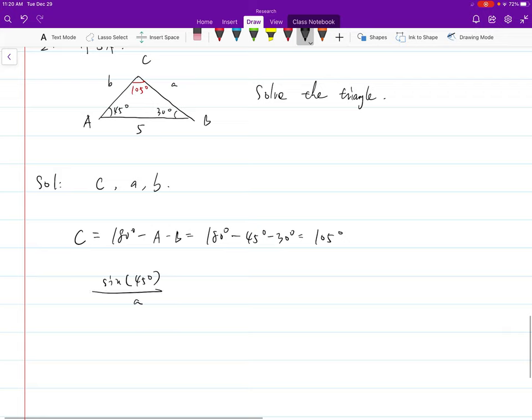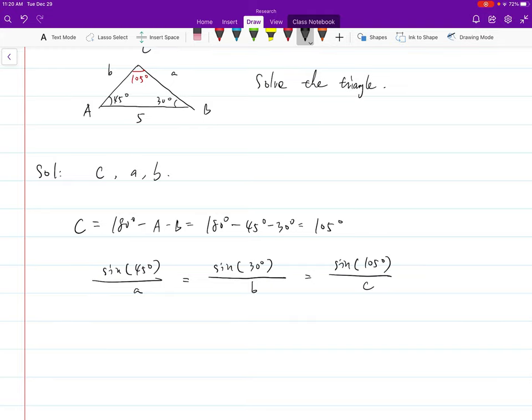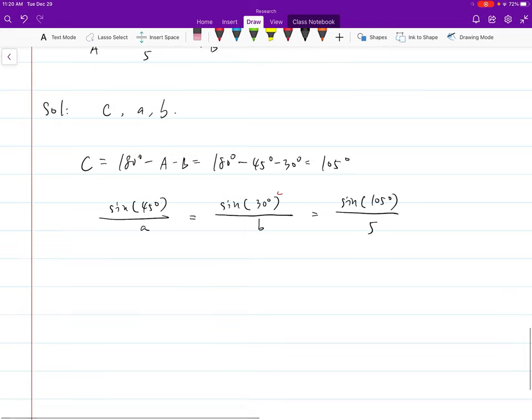Now you just need to write down the law of sine. Now, good news, for one of them, you do know, it's 5. If you know 30, of course you know sine 30. If you know 45, of course you know sine 45. So actually, you know every single value here. Now your job is to try to solve for A and B. That's pretty easy to do.